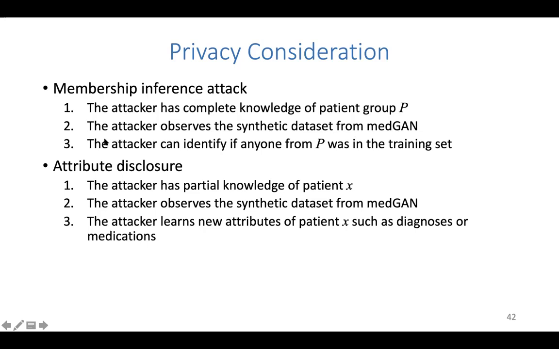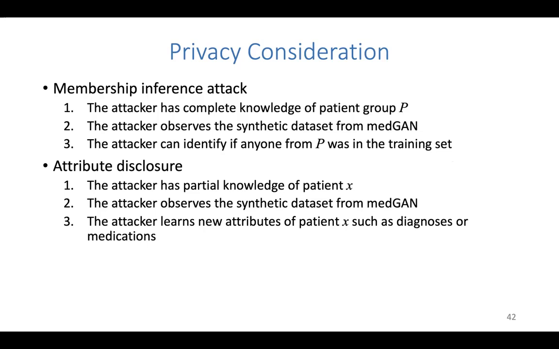And now what the attacker tries to do is to identify if anyone from P, whom the attacker has complete knowledge of, is in the training set. So by looking at the synthetic records generated from MedGAN, the attacker wants to infer if a certain person, a certain record, was used to train MedGAN. So it's like an indirect inference. And if the attacker can know, then there's definitely a privacy leak. So that is membership inference attack.